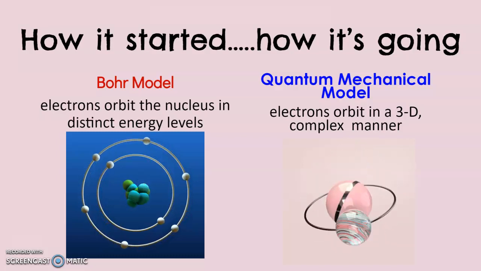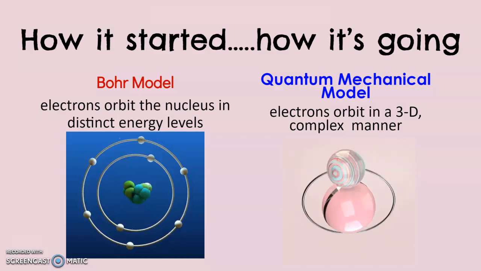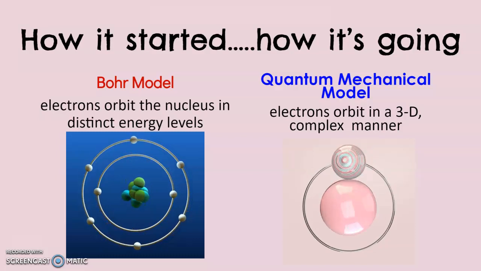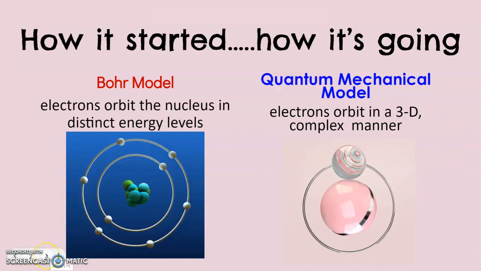Okay, so all you need to know is that the difference between the Bohr and the quantum mechanical model is that the Bohr model is just more simplistic in the display of where the electrons are in those energy rings.